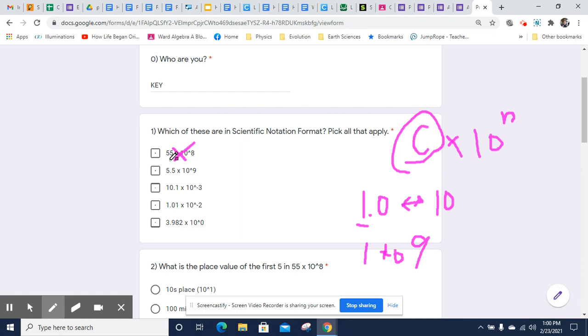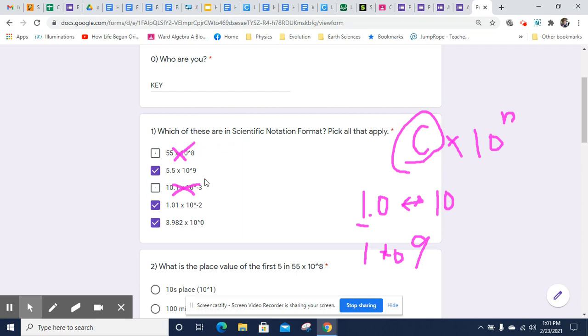And the reason it's right out is it has 2 digits. That's a 55. That's more than 9.999. It's definitely more than 10. This one works. 5.5, that works. 10.1 is more than you can allow for that. 1.01 and 3.982 are just fine. So these 3 are in scientific notation format.